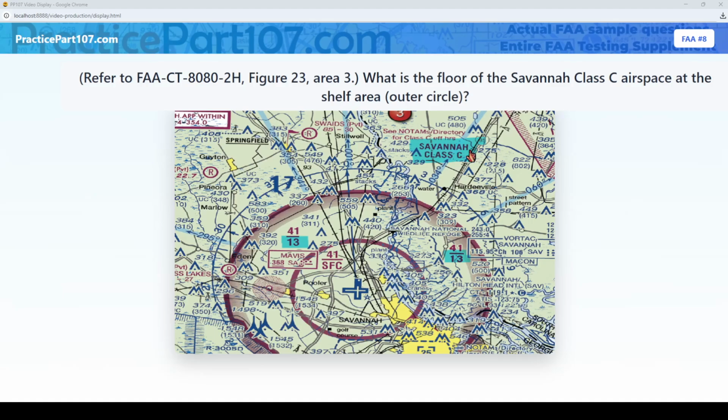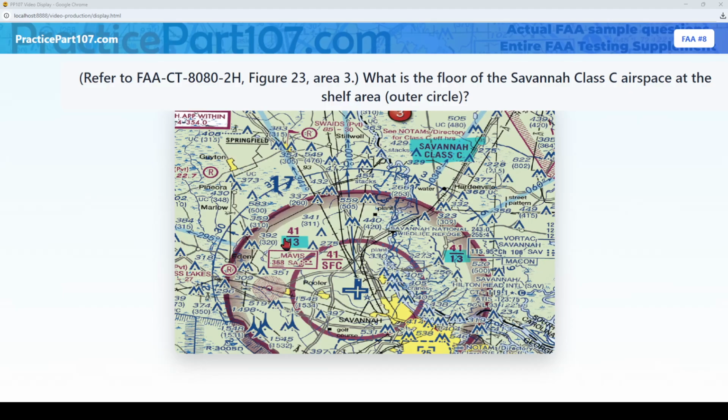So Savannah Class C, this outer ring, we look for this fraction number here. The top number is the top of this layer. The bottom number is the bottom of this layer. And these numbers are always MSL, okay, mean sea level, not AGL, above ground level. If you think about it, if you're flying an airplane, you don't want something that says it is 1,500 feet above ground level, because then you would have to know how high you are above the ground.